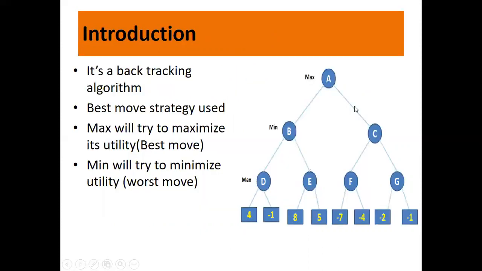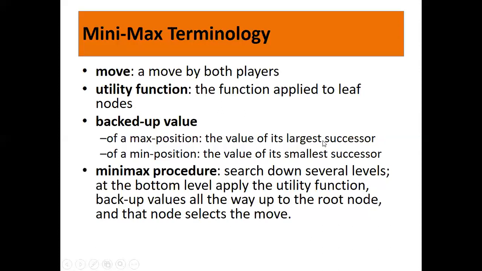If you look at this tree again, as I said in the beginning, you move down from the root to the leaf level, calculate the values, and whatever values you get, you propagate them back to the root. When you are propagating back, at max you select the maximum, at min you select the minimum, and again at max you select the maximum. So these are the backup values that you propagate back to the root.